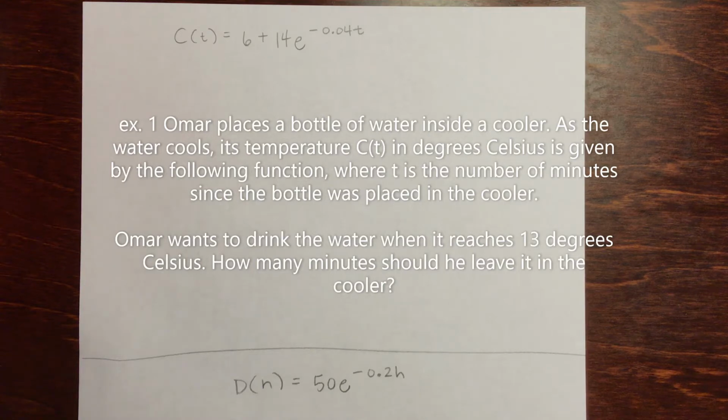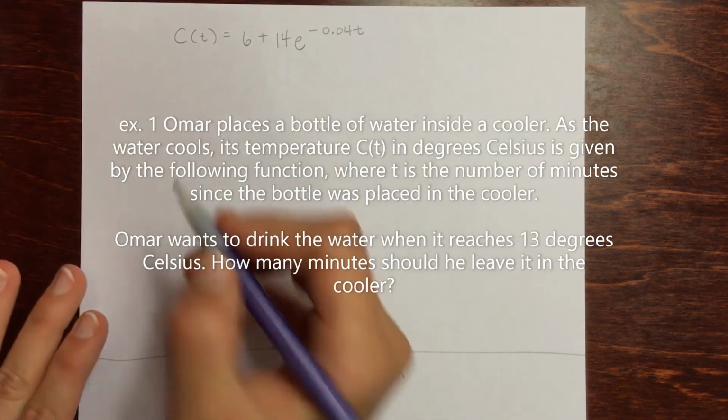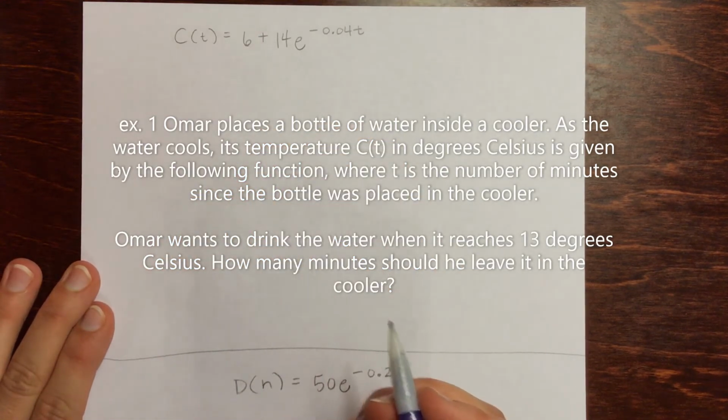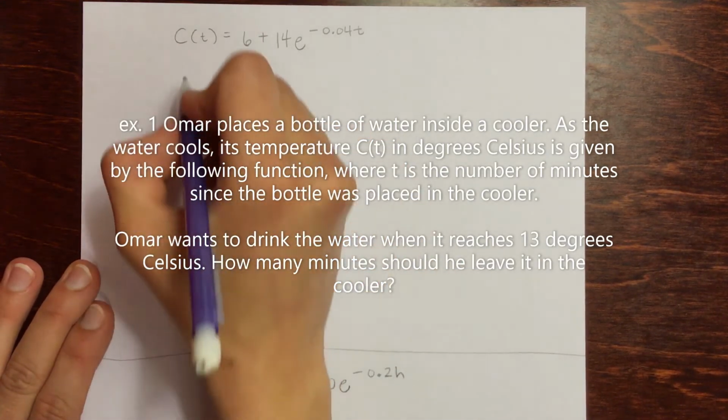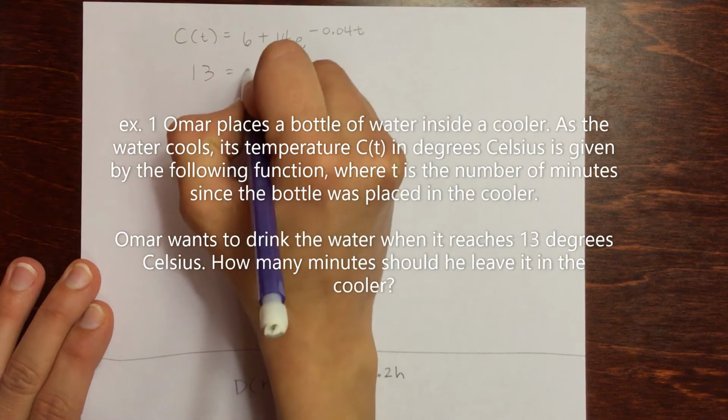All right, so we have this equation here that tells us the temperature of the water, and our t value tells us time. So we're trying to figure out when is the temperature equal to 13. So when is this equation equal to 13?